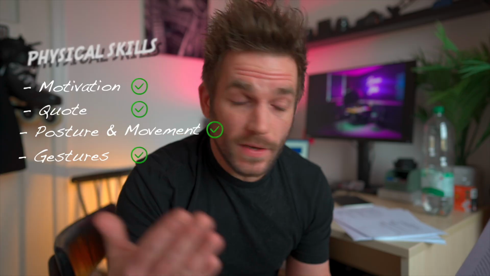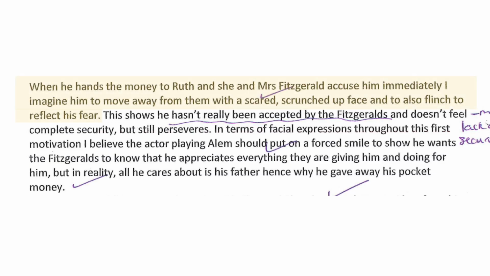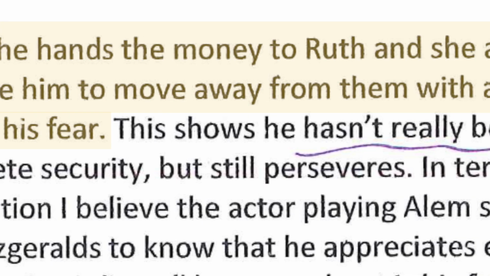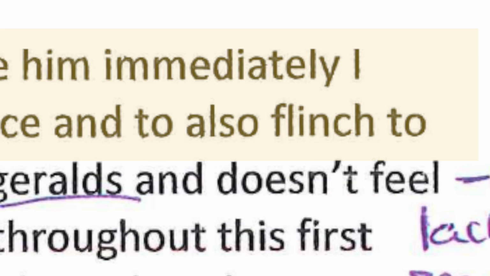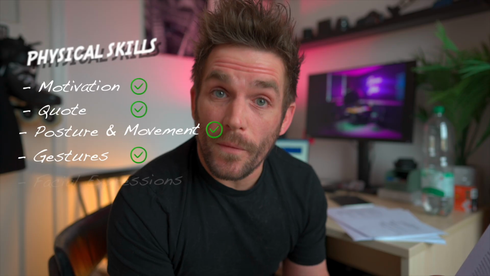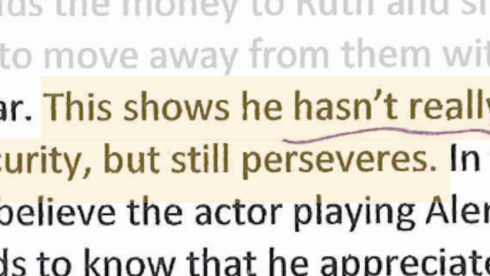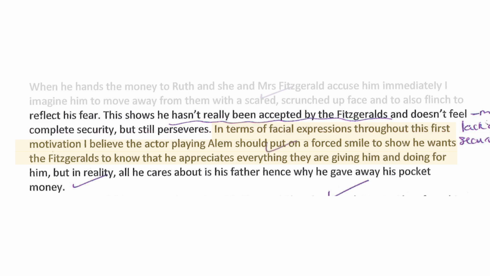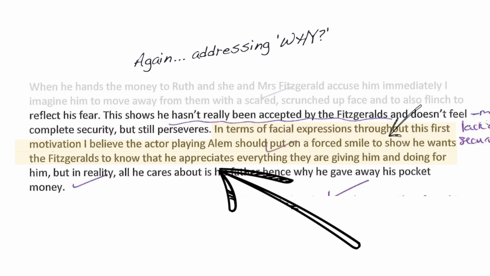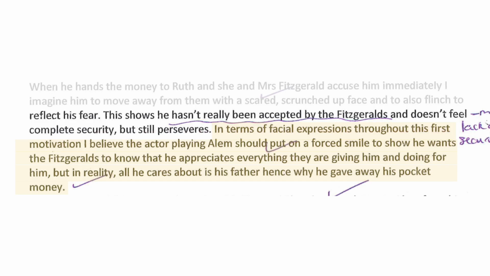But nevertheless, we've hit gestures. Let's read on. "When he hands the money to Ruth, and she and Mrs. Fitzgerald accuse him immediately, I imagine him to move away from them with a scared, scrunched up face and also flinch to reflect his fear." So we've got facial expressions now as well. "This shows he hasn't really been accepted by the Fitzgeralds and doesn't feel completely secure but still perseveres. In terms of facial expressions, throughout his first motivation, I believe the actor playing Alem should put on a forced smile to show that he wants the Fitzgeralds to appreciate everything that they're giving him, but in reality all he cares about is his father, hence why he gave away his pocket money."